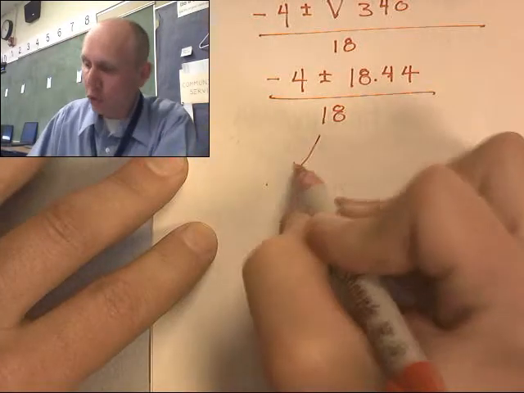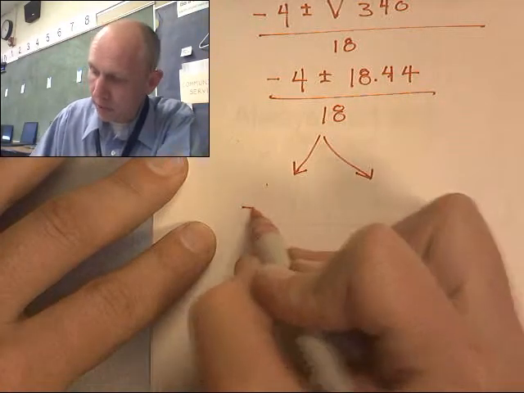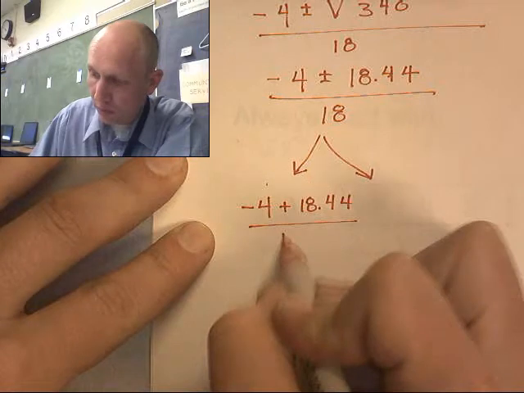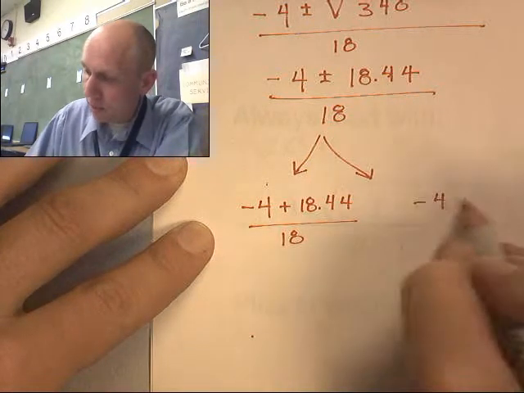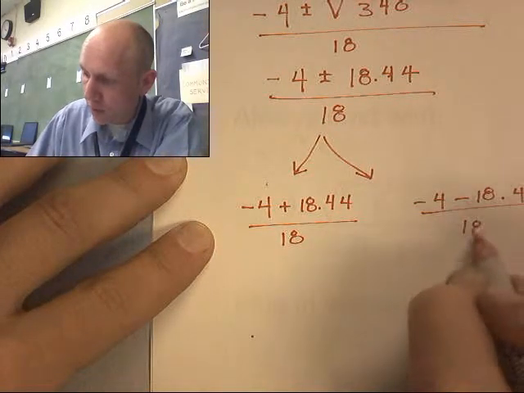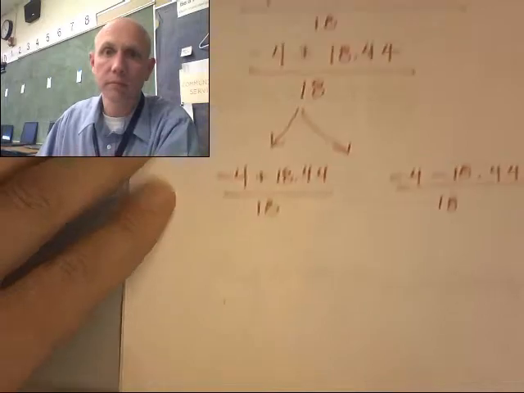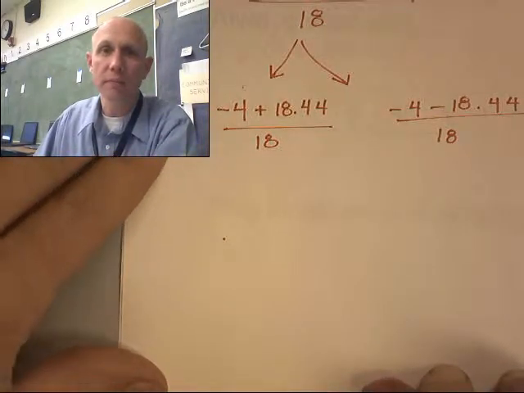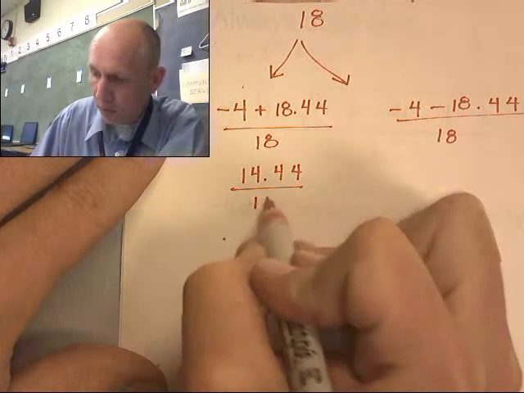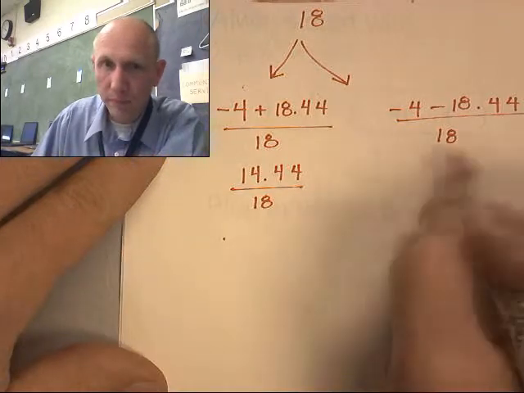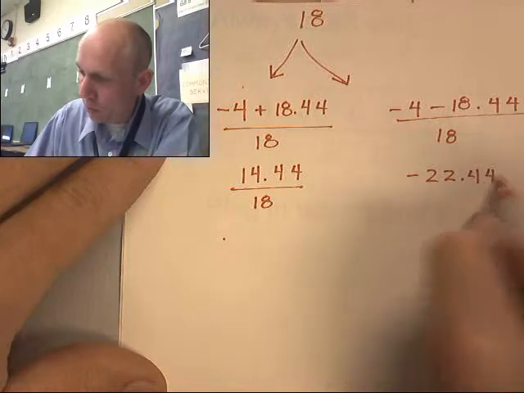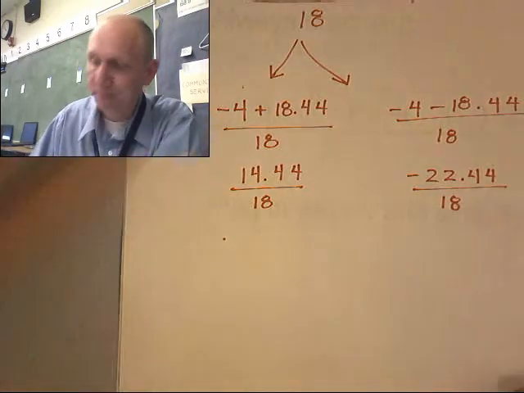Let's split it into 2. Negative 4 plus 18.44 over 18, negative 4 minus 18.44 over 18. Let's keep going with this simplification. It's 14.44 over 18. And this is going to be negative 22.44 over 18. We're getting close.